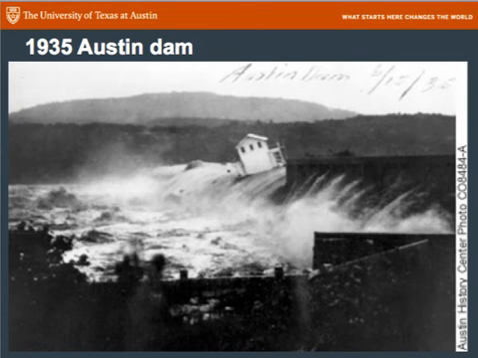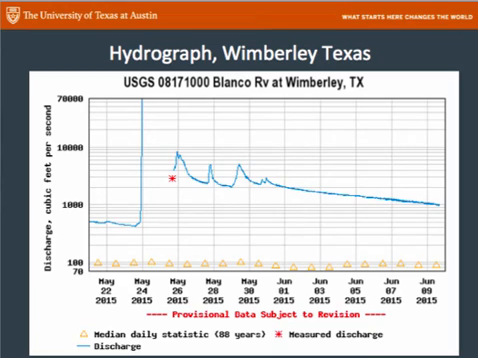Another picture of a flood. This is the Colorado River in Austin, Texas, taken in 1935. And this is the hydrograph of the flood in Wimberley, Texas in 2015 that was so very destructive. Notice that the flood discharge goes off scale and stays off scale for quite a while before it comes back on. The river was so high and it rose so fast that people were caught quite off guard.